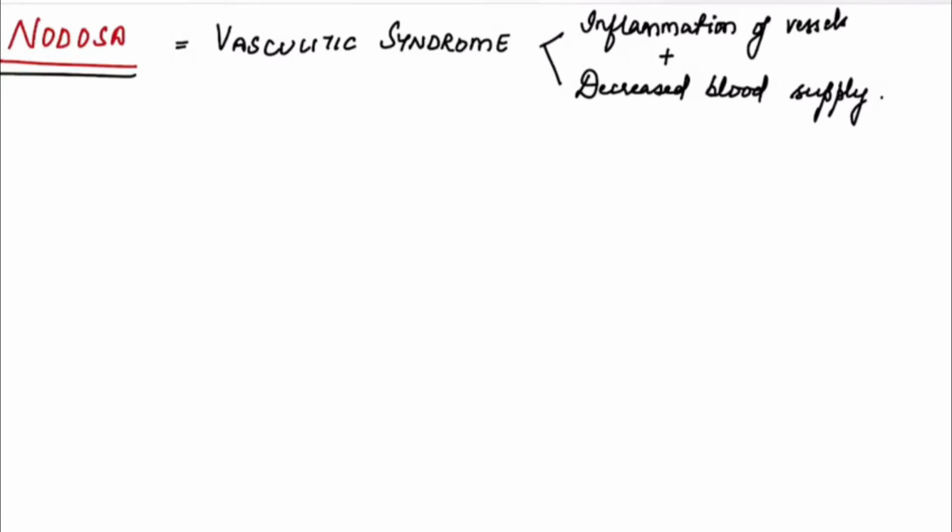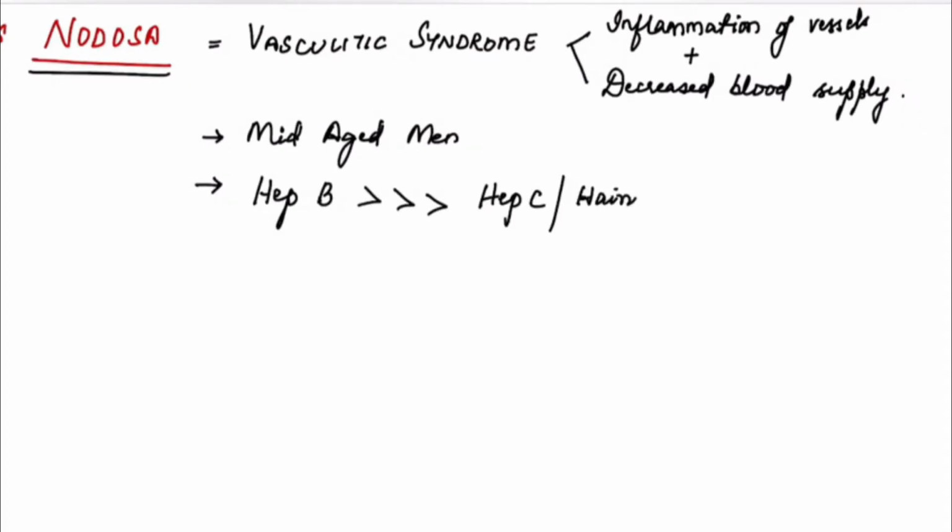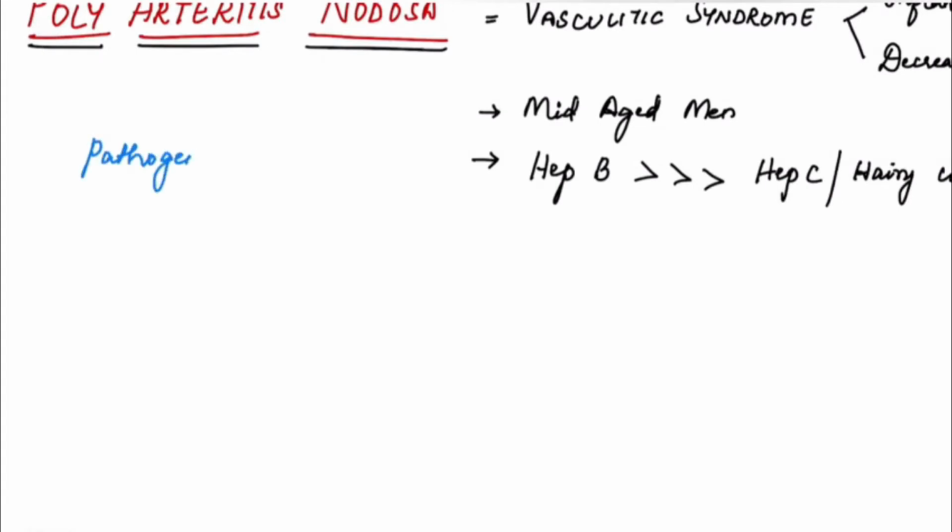This condition PAN is especially common in middle-aged men, and it is commonly associated with hepatitis B and sometimes also with hepatitis C or hairy cell leukemia. Now let's look at the pathogenesis of PAN.